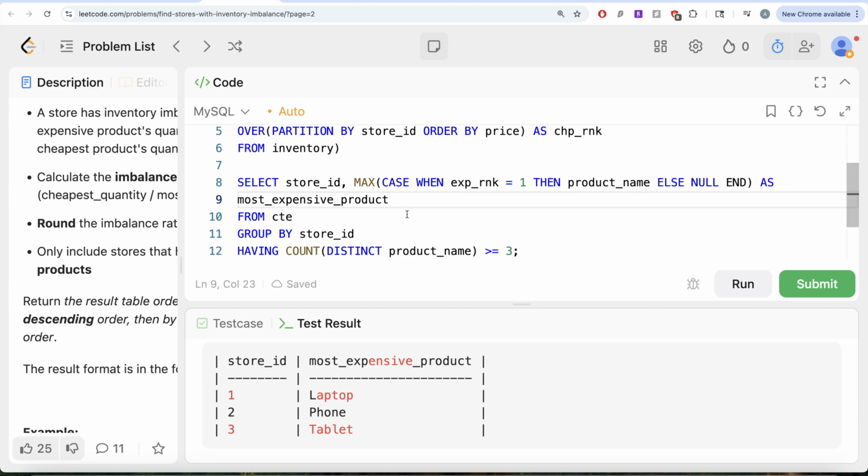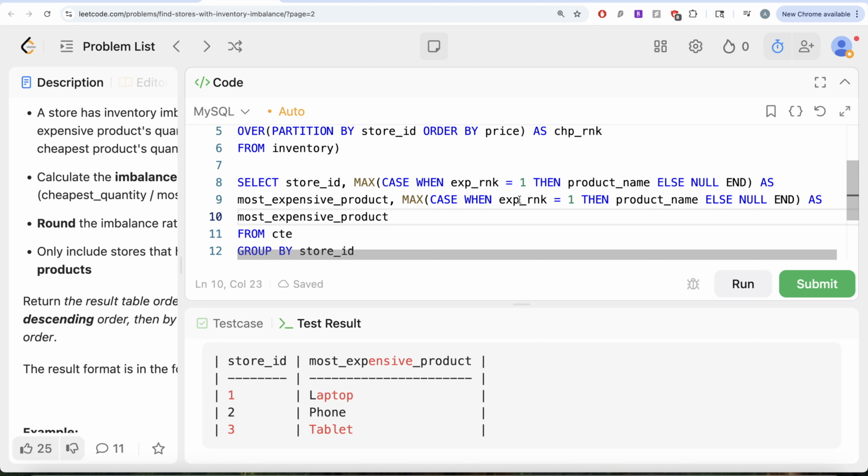Similarly, we can go ahead and get the least expensive. So everything remains the same except your expensive rank becomes cheap rank. Give me the product name, and this will be the cheapest product.